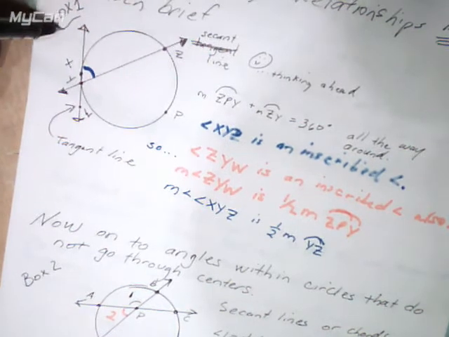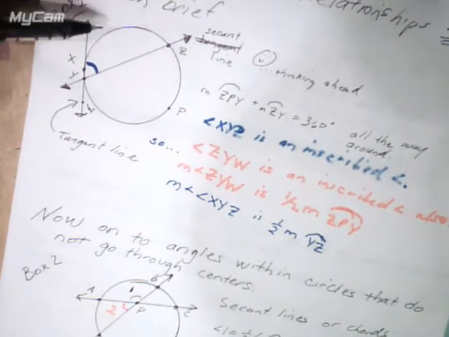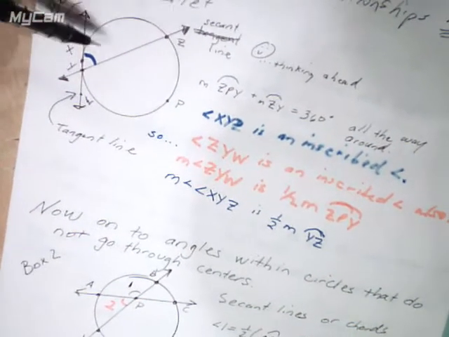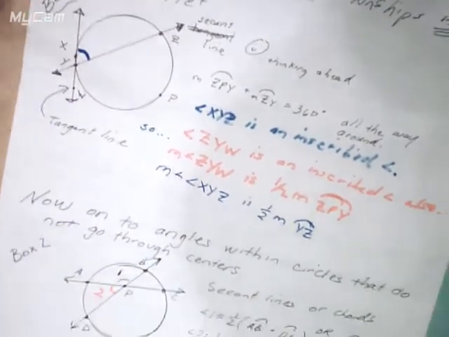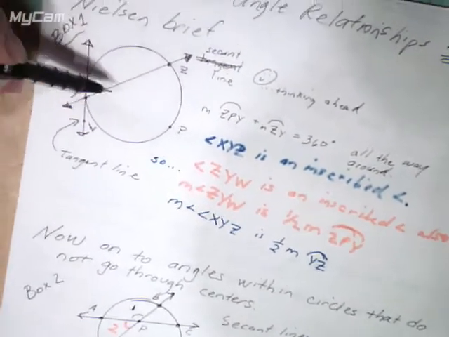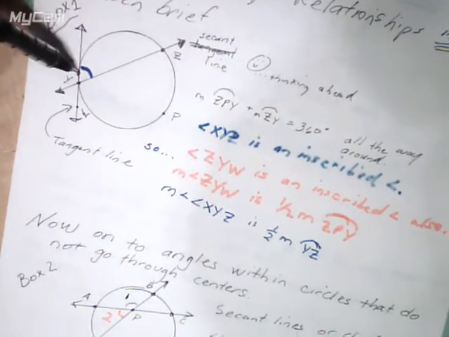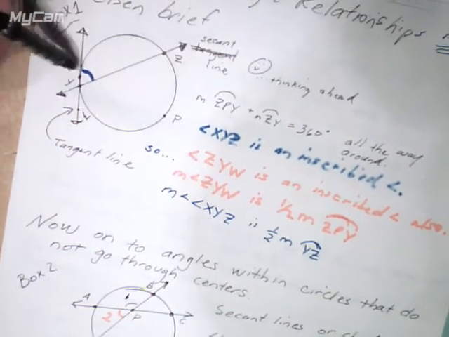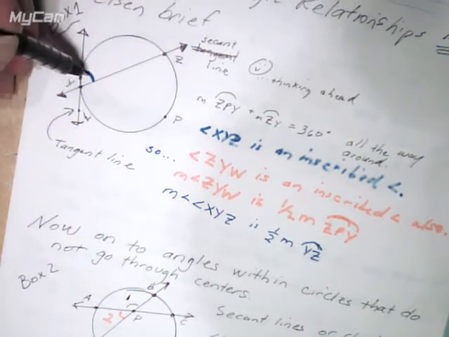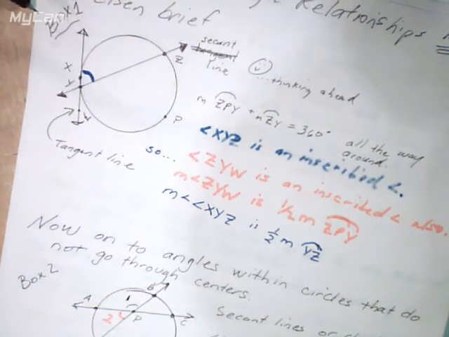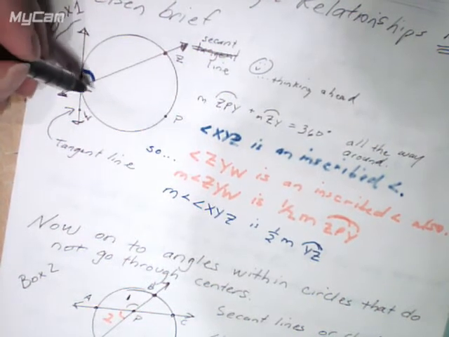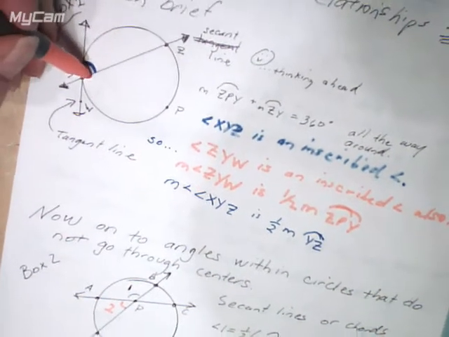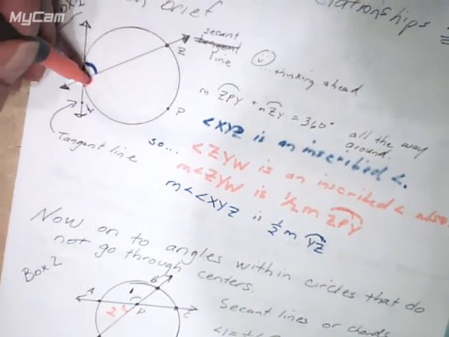The first box on your papers, the theorem box, has a picture like this. You have a secant line right there and a tangent line right here, and I've shown in blue an angle, angle XYZ. This is an inscribed angle. Even though it's not two secants, it is a secant and a tangent, therefore that angle in blue is inscribed. And just like that, the angle on the other side, angle WYZ, is also inscribed.